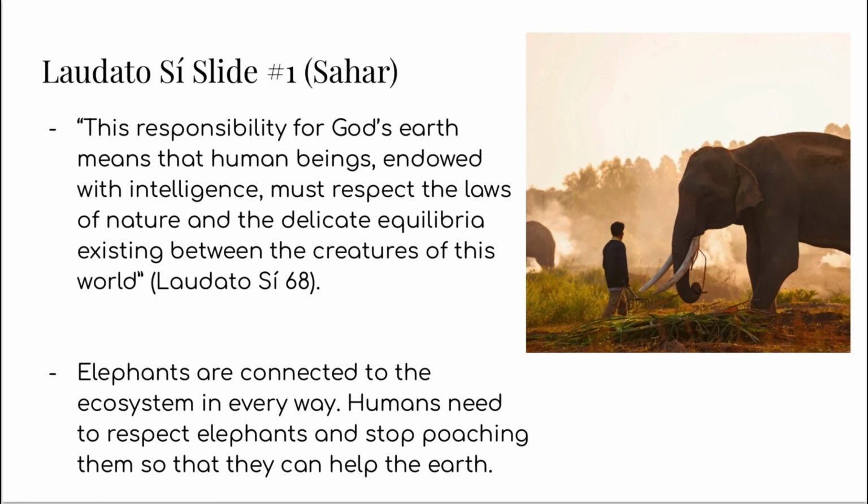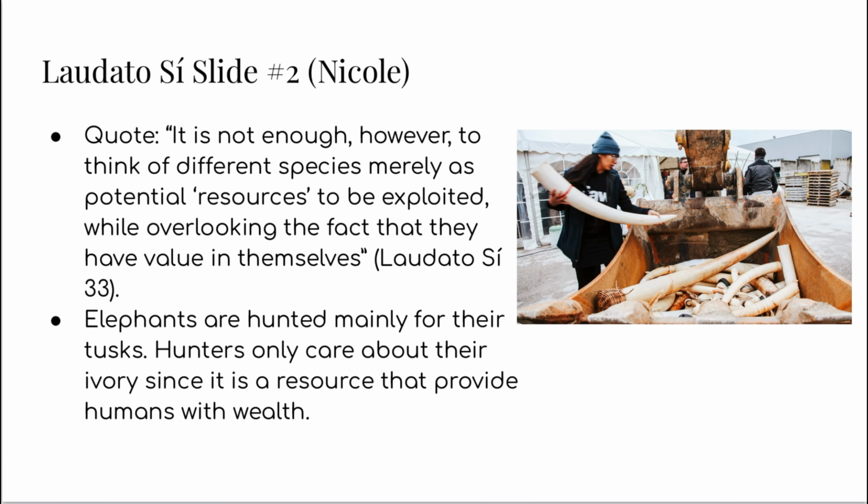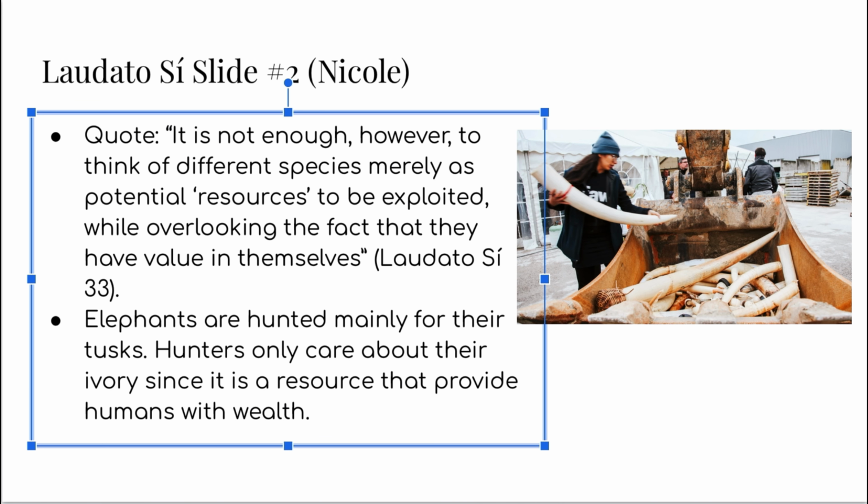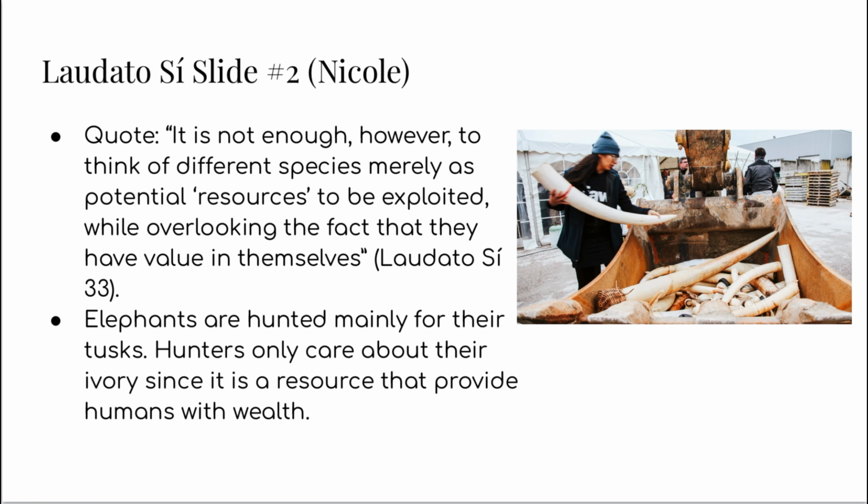For my Laudato Si slide, I picked the quote, "It is not enough, however, to think of different species merely as potential resources to be exploited, while overlooking the fact that they have value in themselves." From Laudato Si 33. Elephants are hunted mainly for their tusks. Hunters only care about their ivory, since it is a resource that provides humans with wealth. So humans don't care about the elephants and only care about their ivory.